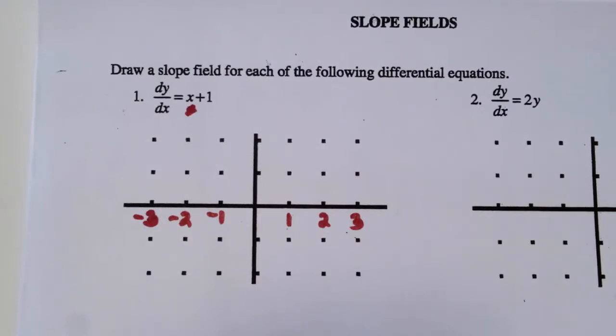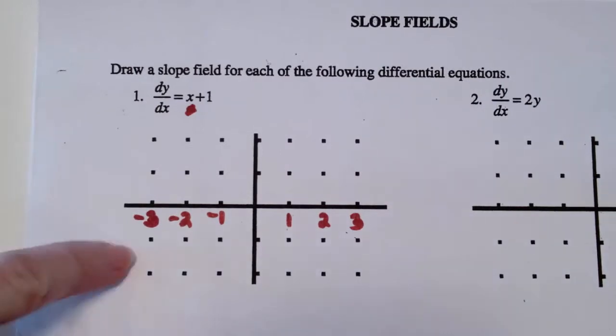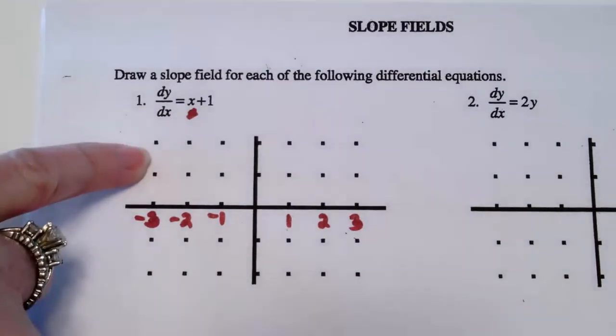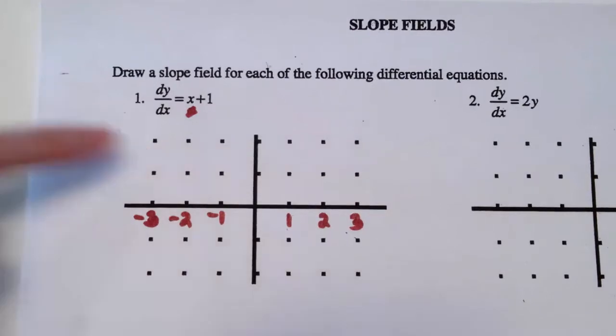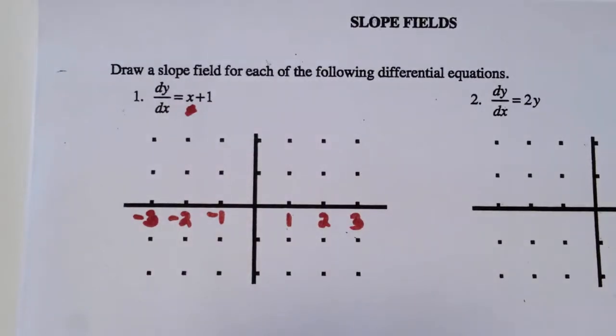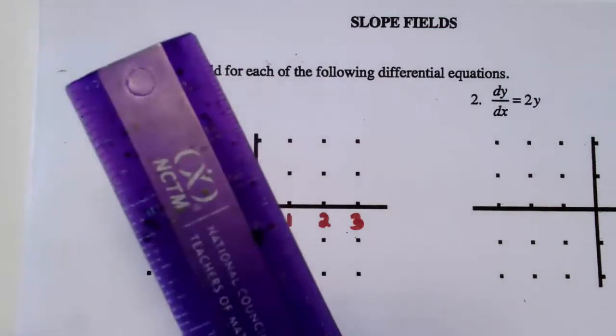I'm going to start over at the far left at x equals -3. If x were to equal -3, that means we have a dy/dx, a slope of -2. What that means is at every one of these dots over where x equals -3, I need to draw a little slope cut that has a slope of -2. And we're going to go back to your middle school and Algebra 1 days to do this. You're going to want to have some sort of straight edge to do this. I make use of a little 6-inch ruler.